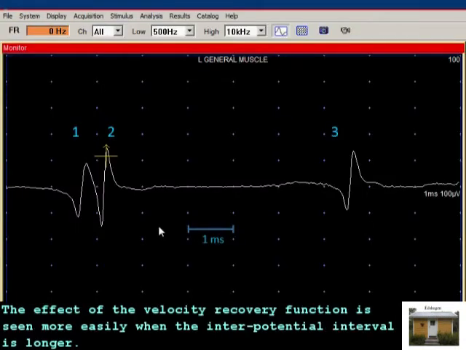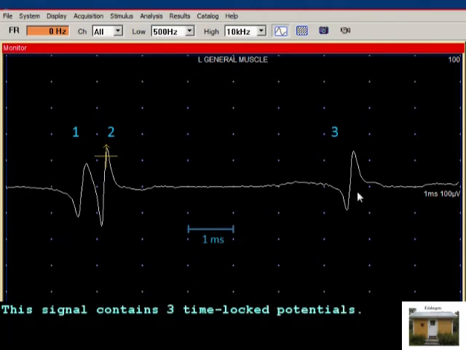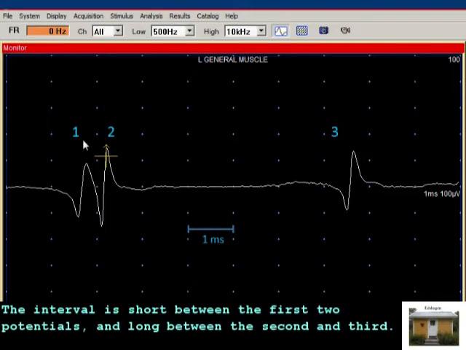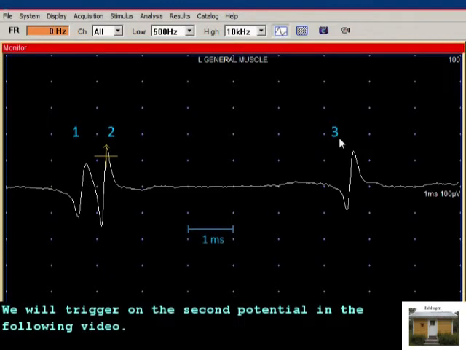The effect of the velocity recovery function is seen more easily when the interpotential interval is longer. This signal contains 3 time-locked potentials. The interval is short between the first 2 potentials and long between the second and third. We will trigger on the second potential in the following video.